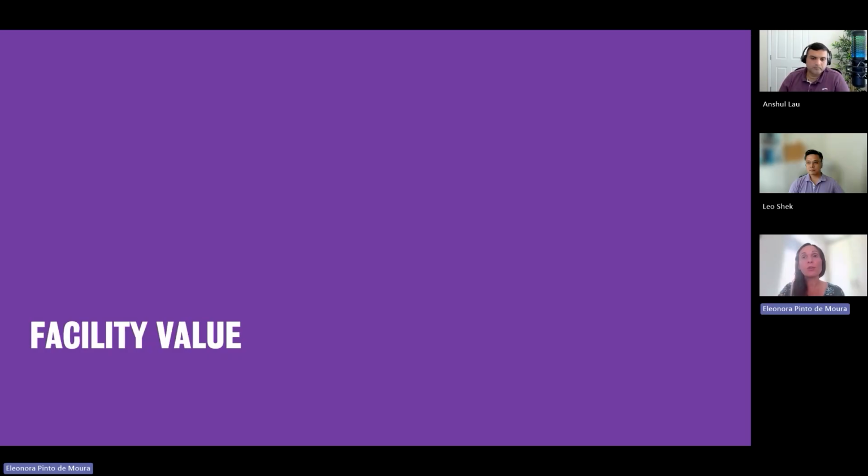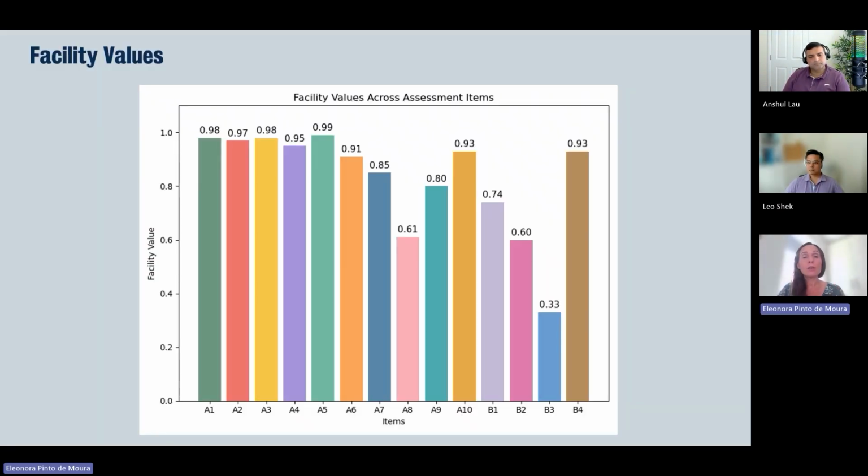In order to measure formally how easy an item is, we need to look at the facility value of each question. When we have dichotomous items, such as the ones we had on this test, where you score 1 if it's correct and 0 if it's incorrect, the facility value is really just the proportion of students who got that item correct. If an item has a high facility value, it indicates that this item is quite easy. If the item has a lower facility value, it indicates that it's a more difficult one.